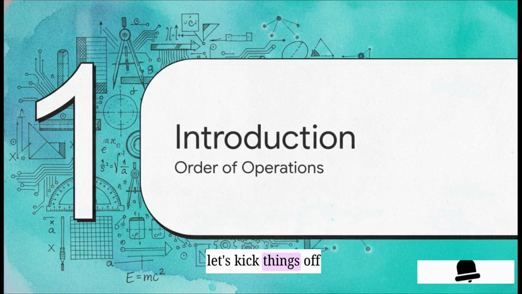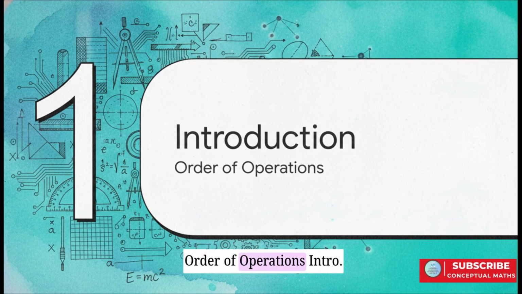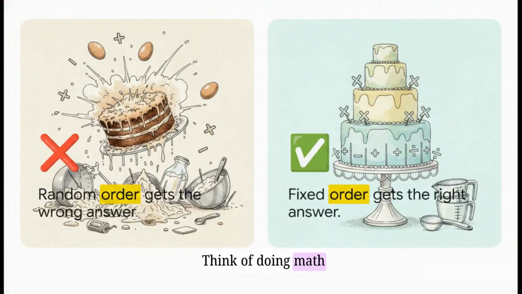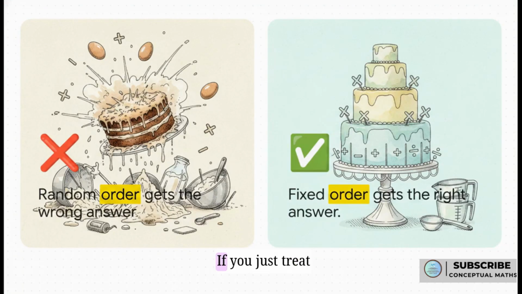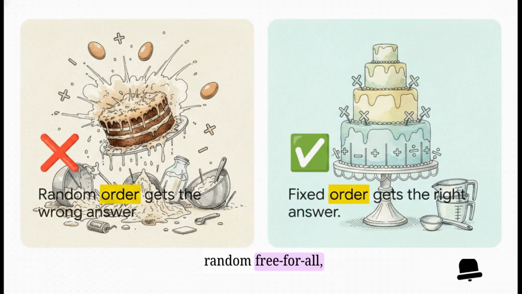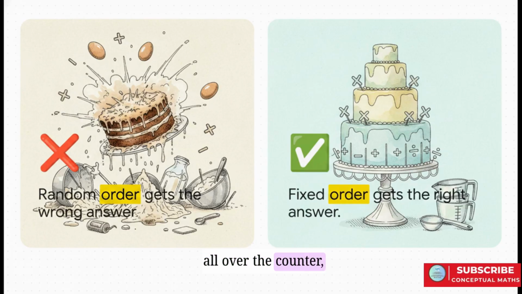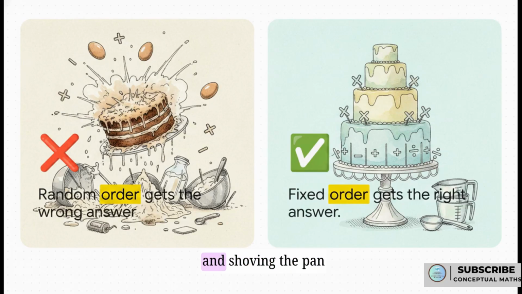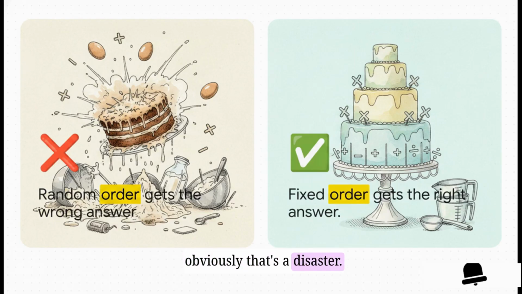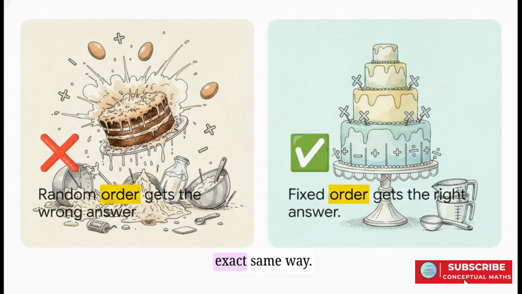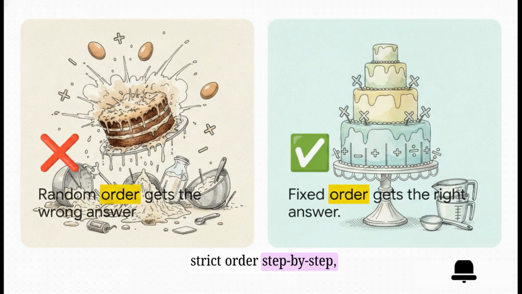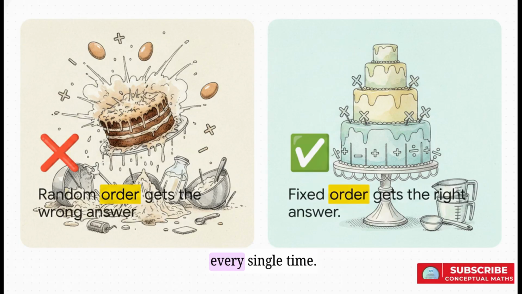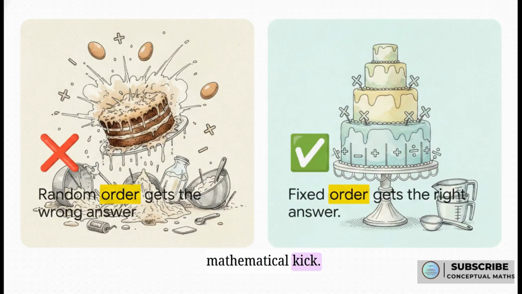Okay, let's kick things off with Section 1, Order of Operations Intro. Think of doing math a lot like baking a cake. If you just treat it like a totally random free-for-all, like throwing flour all over the counter, tossing in eggs without cracking them, and shoving the pan into an unheated oven, well, obviously that's a disaster. Solving out of order in math works the exact same way. But if you follow a fixed, strict order step by step, it practically guarantees success every single time. A fixed order gives you the exact right mathematical kick.